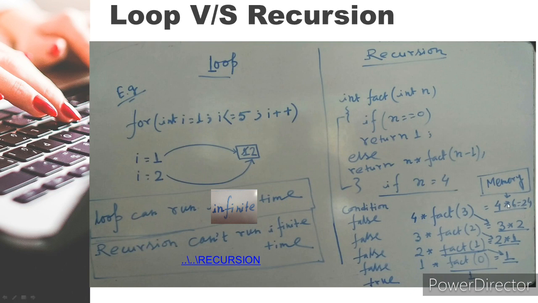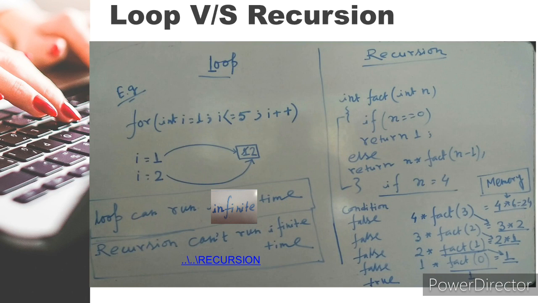So each and every time the method calls itself, it occupies a memory space. That means 4 into fact 3, one memory is there; 3 into fact 2, 2 into fact 1, 1 into fact 0 also have memory. But when the base case is satisfied, no further iteration happens. And what does this method finally return? The method returns 1. So 1 is waiting for the result of fact 0, and that's why 1 into 1 is 1.